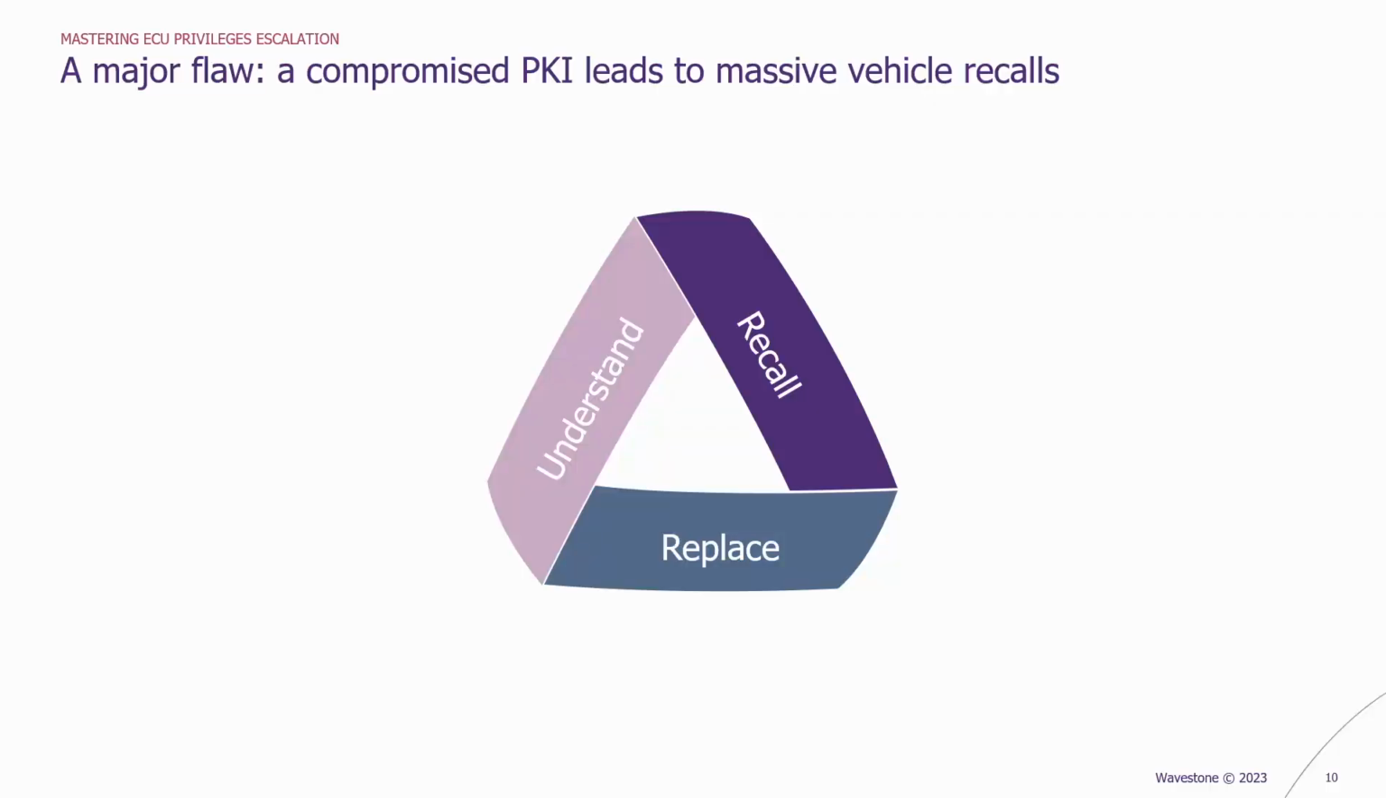Now moving to something a bit more pragmatic, that is a flaw, because cryptography is not magical, you know, there are some flaws. It's what happens if the PKI I'm talking about for 20 minutes now is compromised. Well, the car industry has only one solution, that is vehicle recalls.